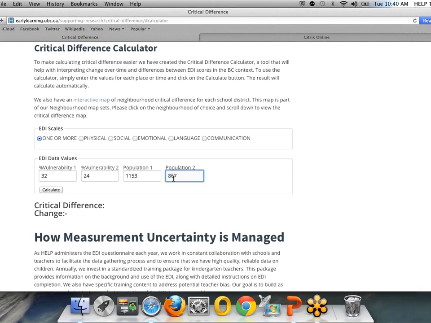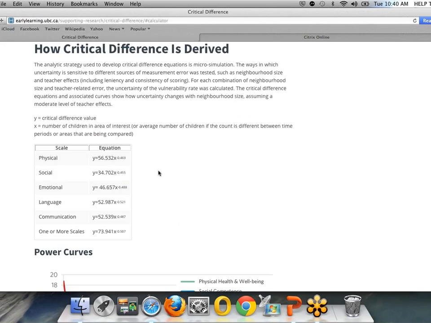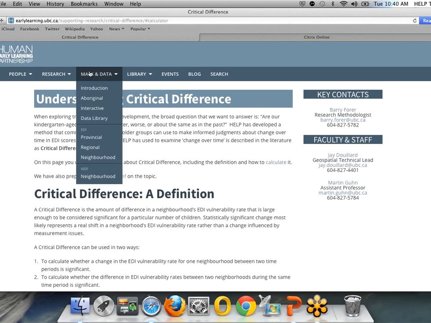So Jay, just to remind us, where did you get these numbers? If I'm in the Southeast Kootenay region, how would I find this if perhaps I'm new to working with the EDI data? So yes, good question, Joseph.